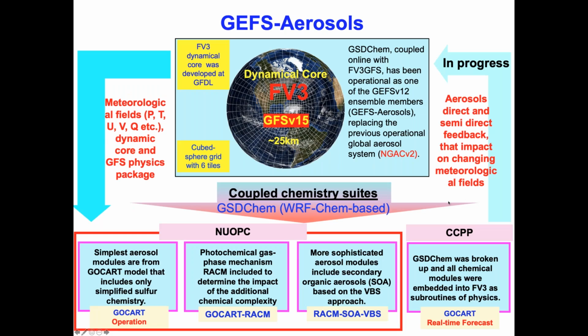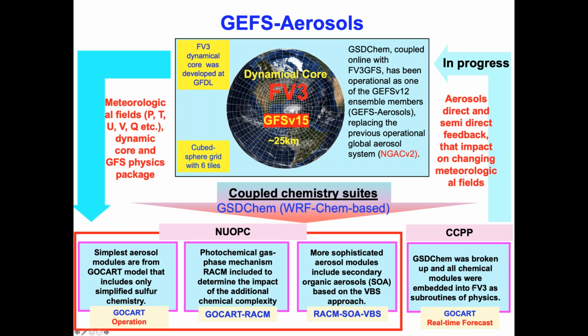And this is the coupling structure of the GEFS aerosol model. Currently, the GEFS aerosol has become operational, replacing the previous global prediction system, NGAC version 2. In GEFS aerosol, the chemical component, GSD-Chem, is based on WRF-Chem with aerosol modules from GOCART, which was coupled online with FV3 version 15, and the operational horizontal resolution is about 25 kilometers using NUOPC. The chemistry suite actually includes 3 different chemical schemes. However, now only the GOCART aerosol scheme is in operation, and the aerosol feedback has not yet been included in this GEFS aerosol.